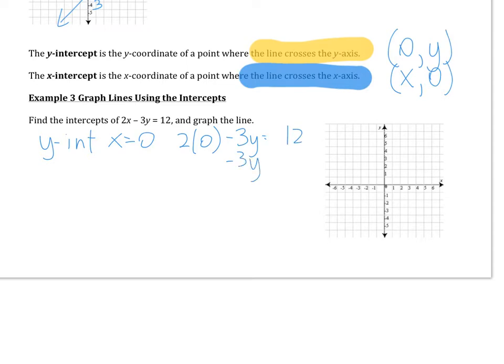Sorry, I wrote a negative there. Maybe a little bit pinker than I intended. That is not a little bit pink.